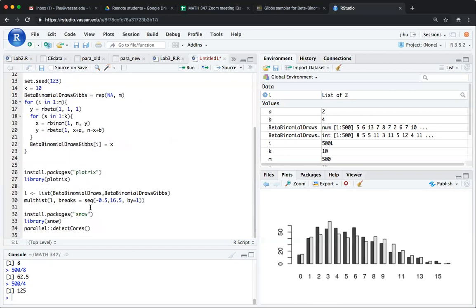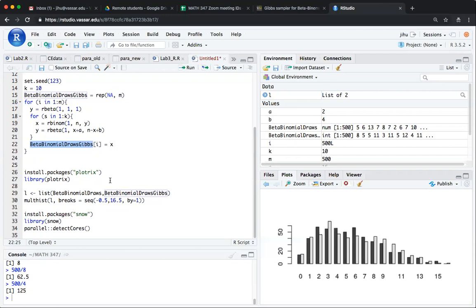And then you're going to come back with 4 different beta binom Gibbs draws, based on the way that I define it. Each of them is going to have length 125 instead of 500. And then in the end, you just put them together for your analysis. So that will be a quick way to do parallel computing on your own computer.